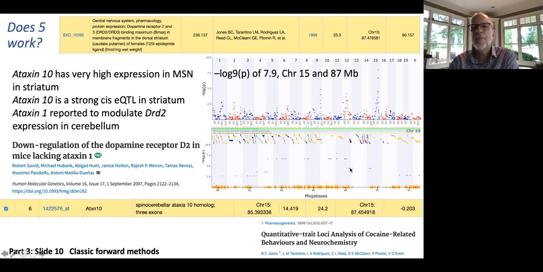Right under the Manhattan plot is a Manhattan plot zoomed on chromosome 15, just showing that it is a gene-rich region, which is a bit annoying. But there's a wonderful candidate gene in this region, ataxin 1. And I knew nothing about this until about 2 a.m. this morning. But ataxin 1 has been associated with downregulation of dopamine receptor. This is in cerebellum. But I think in conclusion, we can say that we have a good candidate here. Strategy number 5 does work.